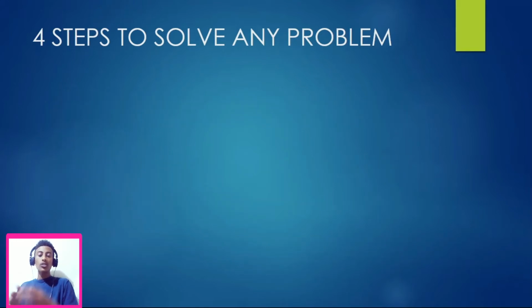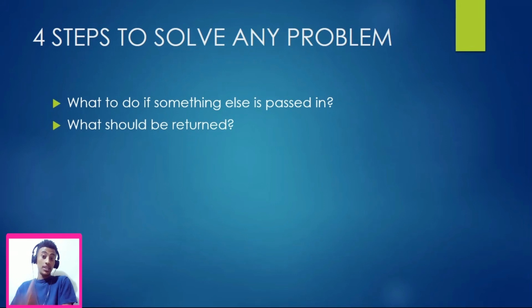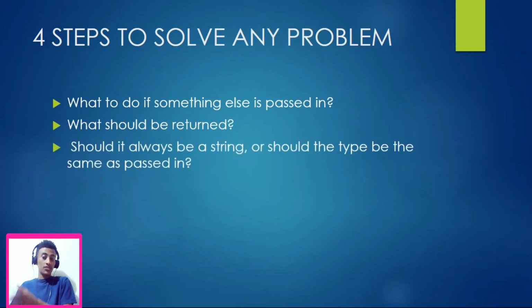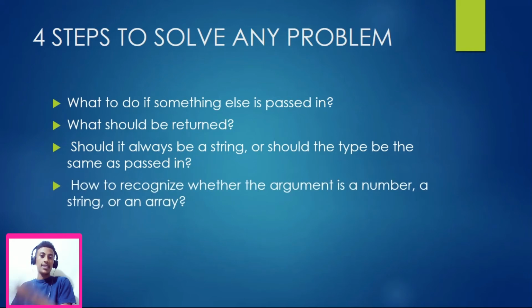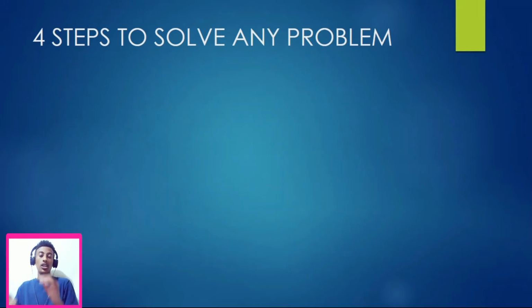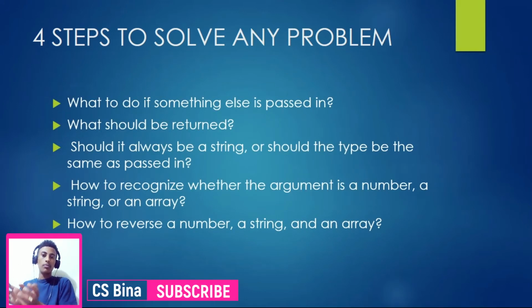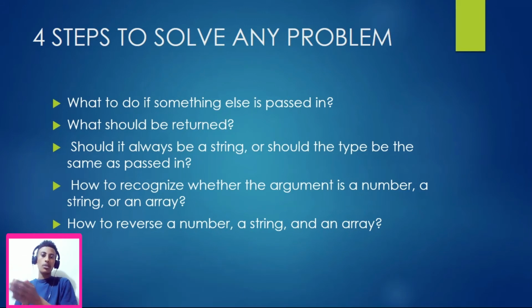You also have to ask what to do if something else is passed in, what should be returned, should it always be a string or should the same type be returned, how to recognize whether the argument is a number, a string, or an array, and how to reverse a number, a string, and an array. If you ask these kinds of questions, you will understand the problem 100%. All these questions lead you to one specific problem. So you have to understand and ask about the problem.